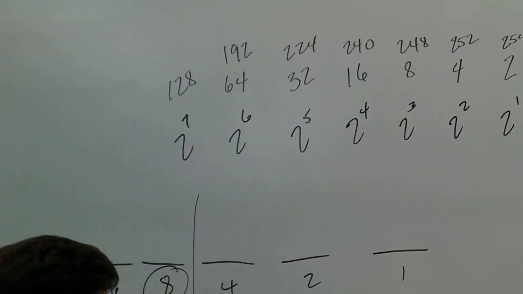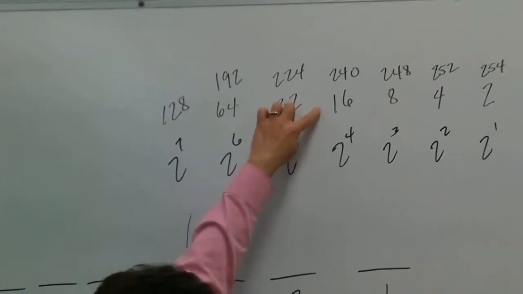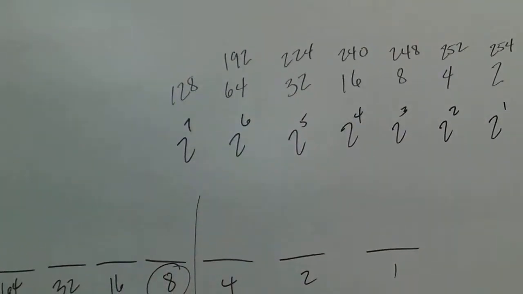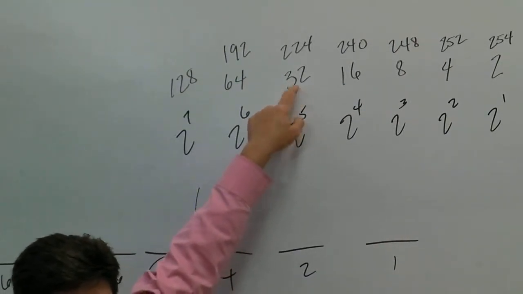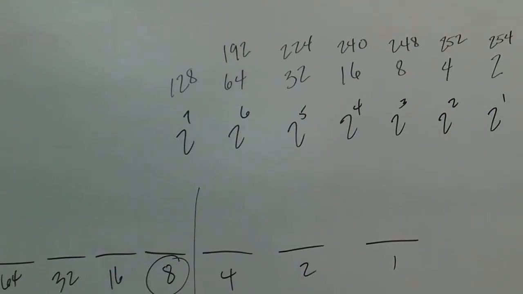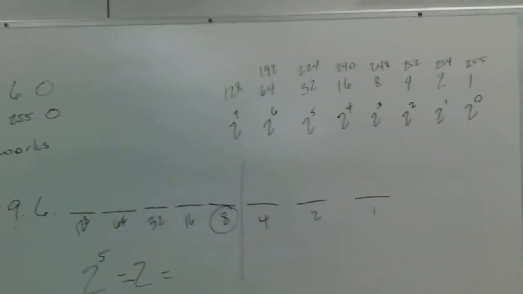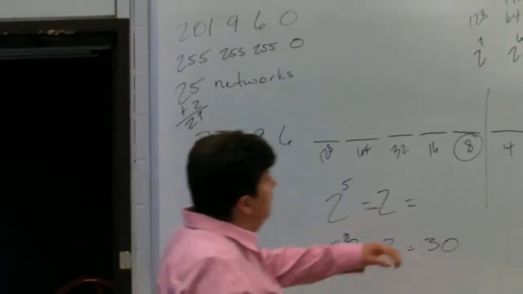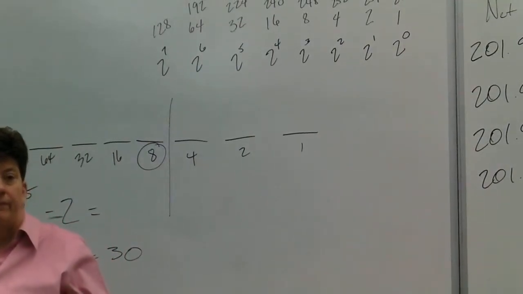Where was your line when you counted up here to tell me where 27 falls? Right here? What's the next biggest number? 32. 2 to the 5th. So 32 minus 2. I'm going to build you 30 networks. So now when I say to you, how many networks are you going to give me? You're like, well, here's where my dividing line was. Next number, minus 2. I'm going to give you 30. Done.